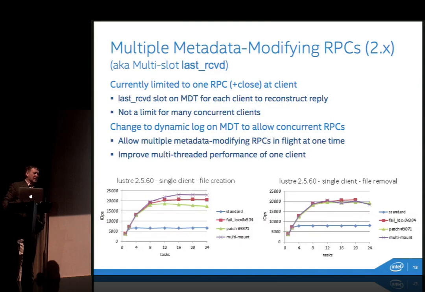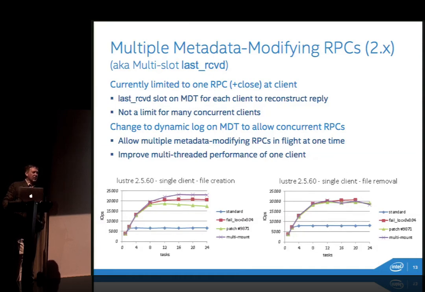Another area that is ripe for improvement is single client metadata performance. In the past, this hasn't been a big limitation because you only had 2 or 4 or whatever cores on a single client, and you just scale out by having lots of clients. In modern systems, you have 16 or 32 cores on a single client, and now there's a bottleneck with single client metadata performance.